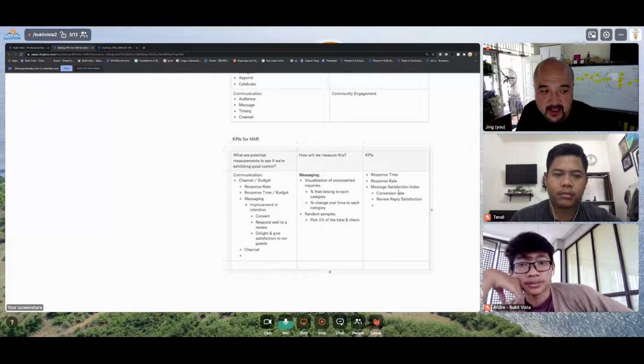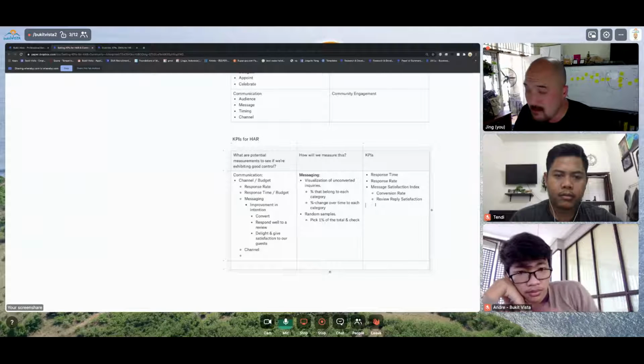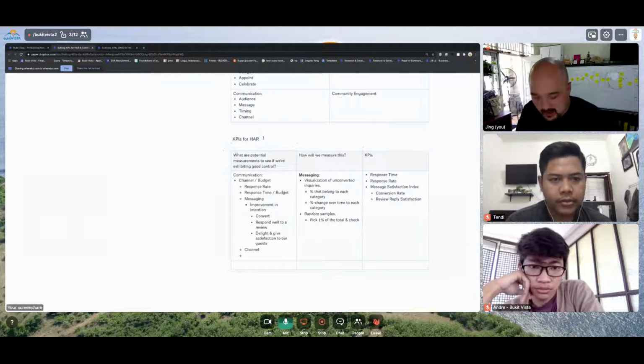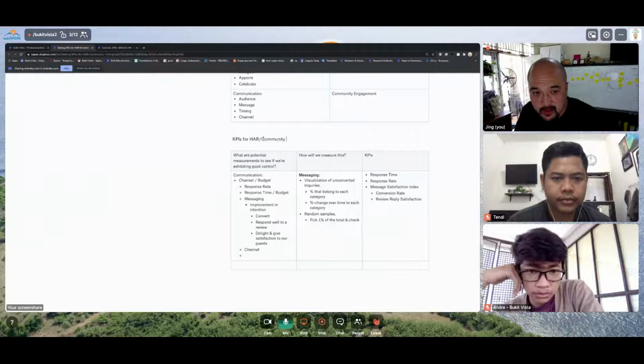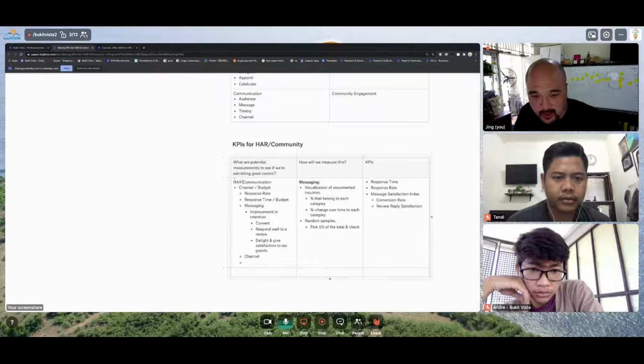Does that make sense in terms of how communication works? Okay, let's do this. Let's keep your eyes for community too as well. I don't want to create another chart, so we'll give this a combined title, and we'll call this part of HAR communication. Now, let's talk about community. Let's talk about preparation.